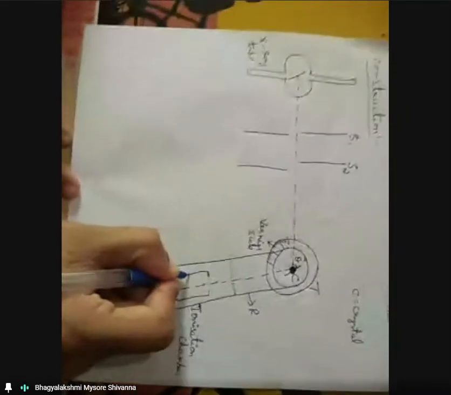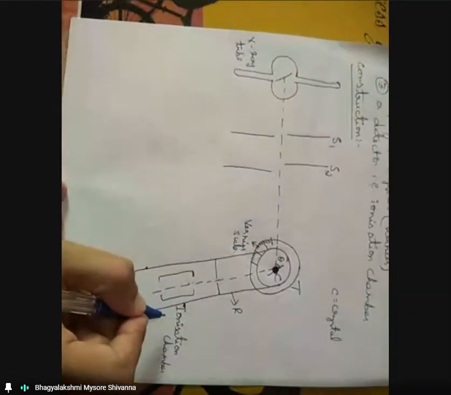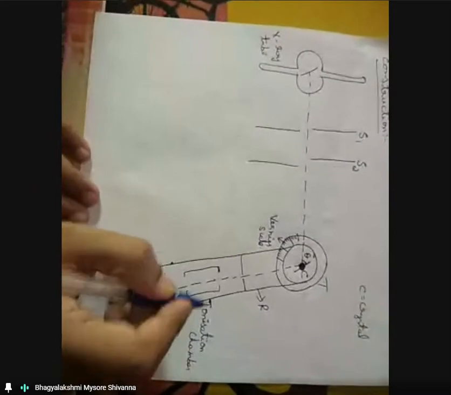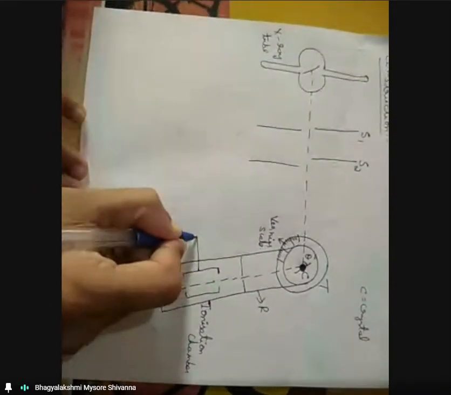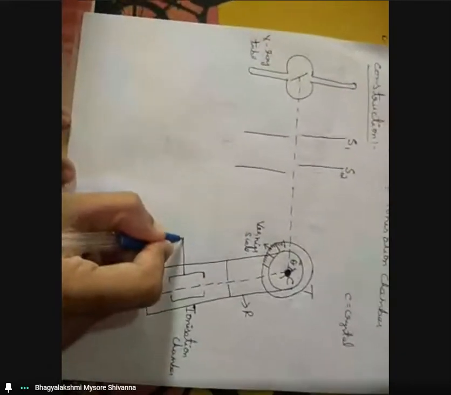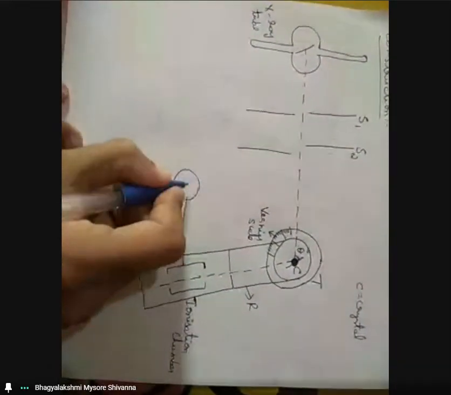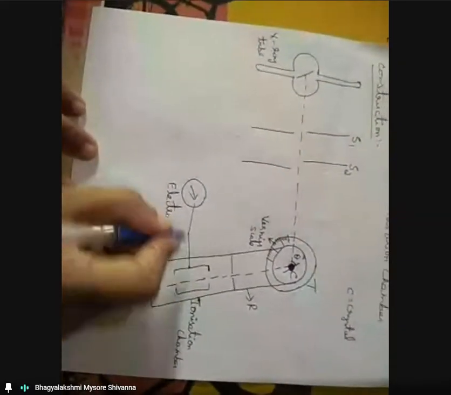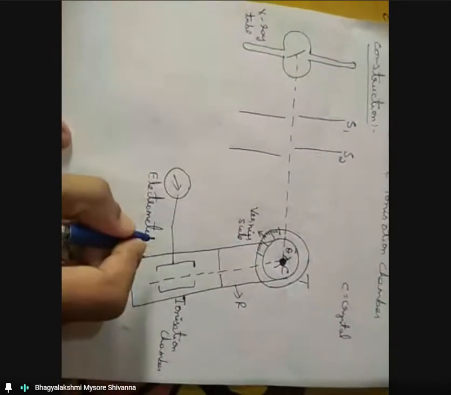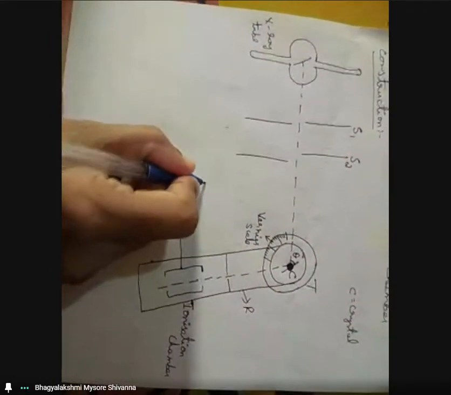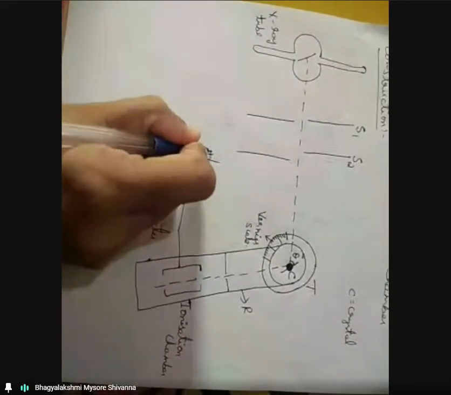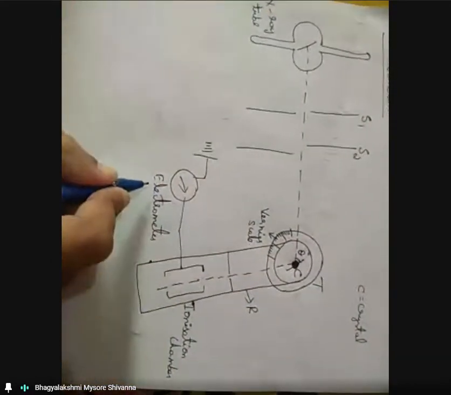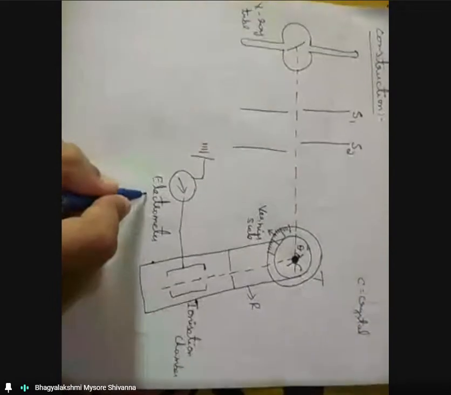This is the third important thing we need to produce an X-ray spectrometer: a detector, or ionization chamber. This ionization chamber should be connected to an electrometer to notice the ionization current.